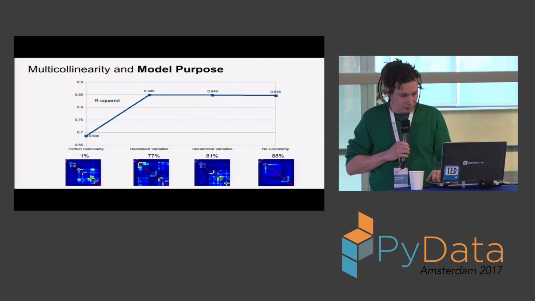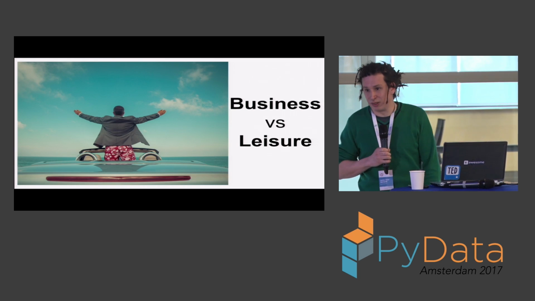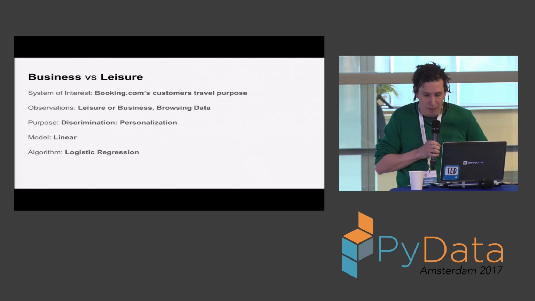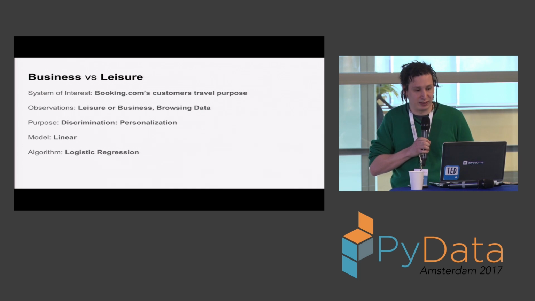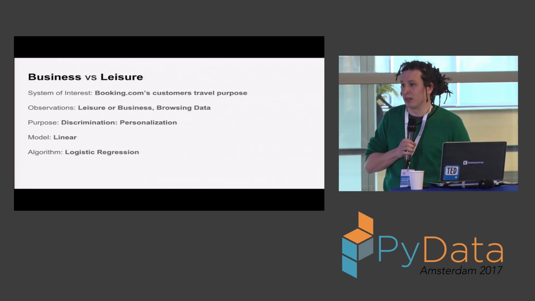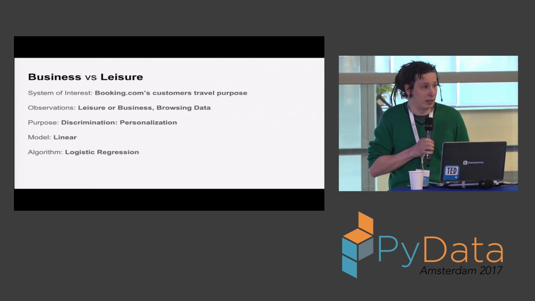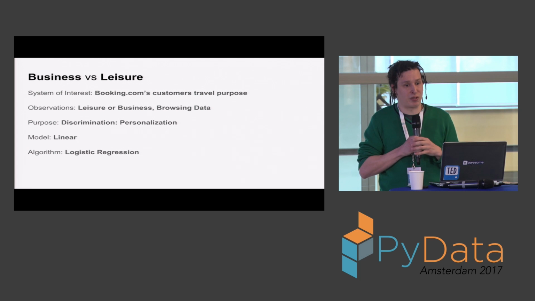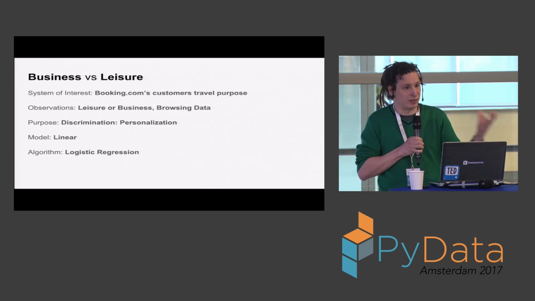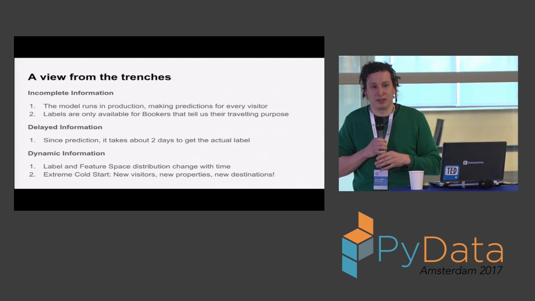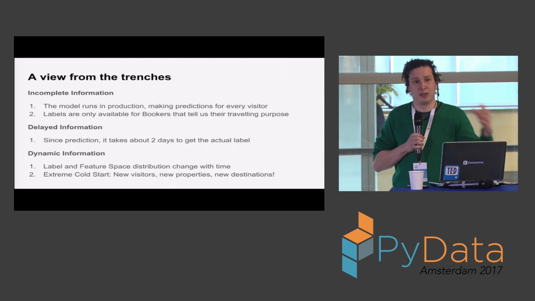That's it for bicycles. And now let's check this one, business versus leisure. The idea here is to study a little bit about our domain in booking.com, and we want to understand the travel purpose of our visitors. For this, we have data about users that tell us whether they travel for business or leisure. We want to build a model that can successfully discriminate these two types of travelers, because we want to give them a personalized experience. It's a completely different website if you go for business or leisure.